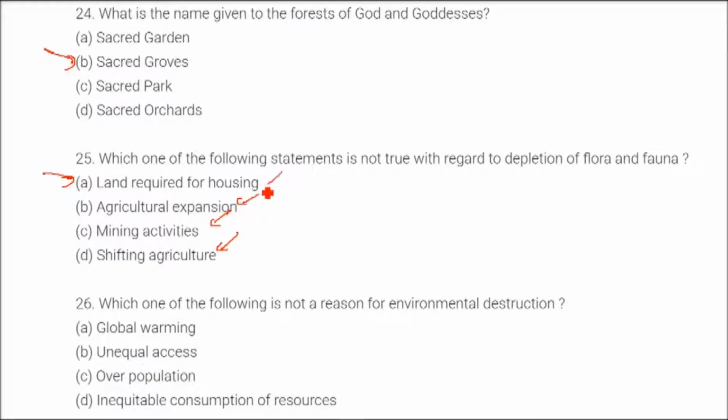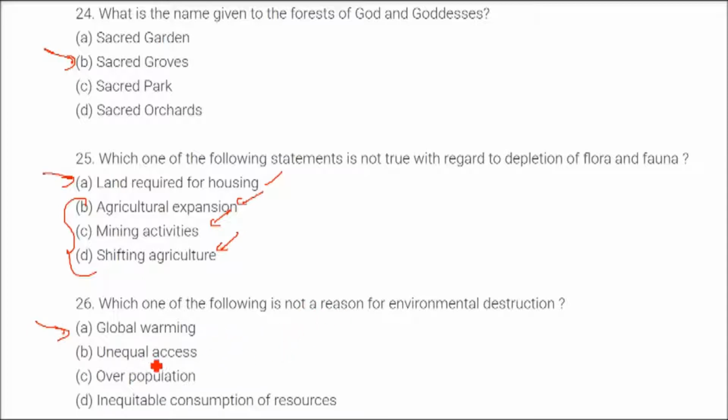This is an issue, I'm not denying it, but still if you compare it with these three, it's not. Which one of the following is not a reason for environmental destruction? And the answer is global warming. So we have to talk about what is not a reason.